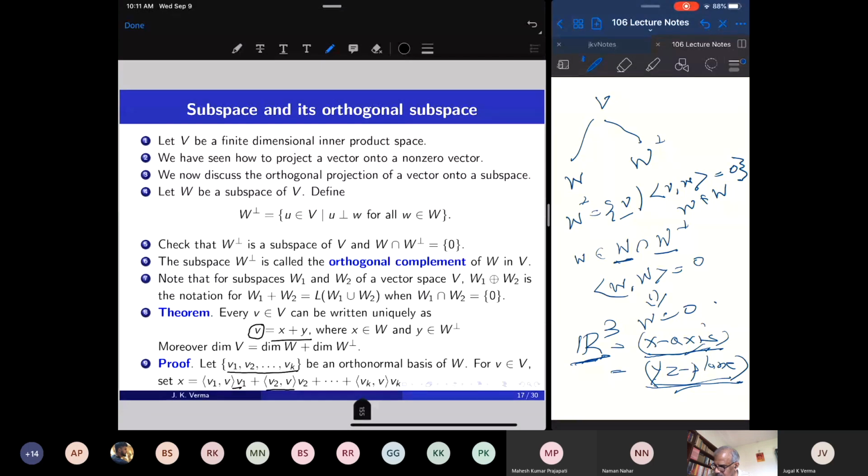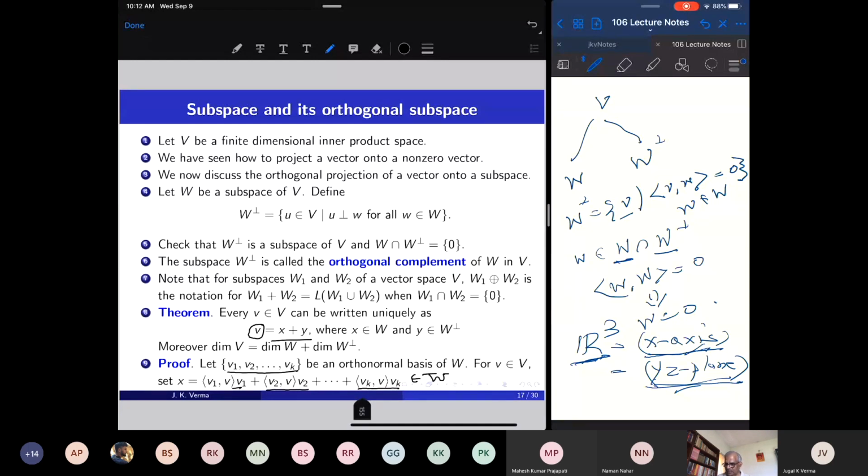This is the projection of V in the direction of V2, and this is the projection of V in the direction of Vk, and add them. This is a vector inside W. So this vector V is an arbitrary vector in the big space. I am taking its projection inside W. The projection of a vector inside W is simply the sum of the projections in mutually perpendicular directions.